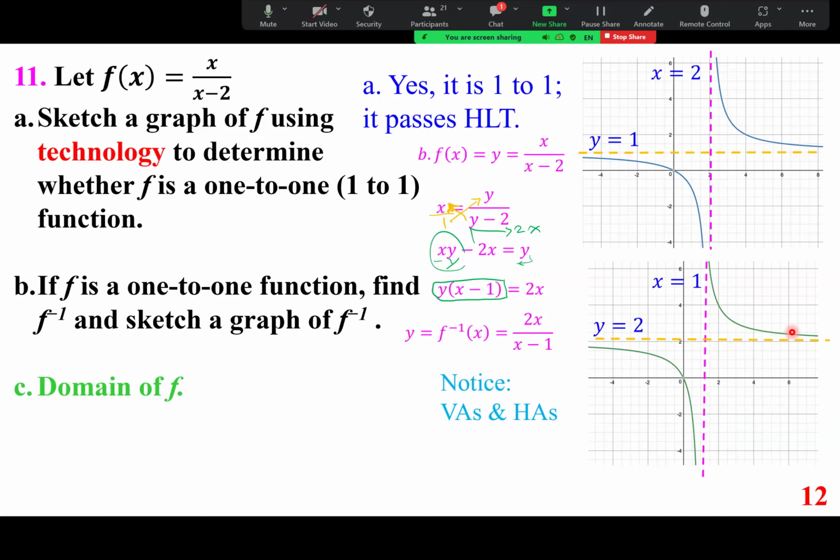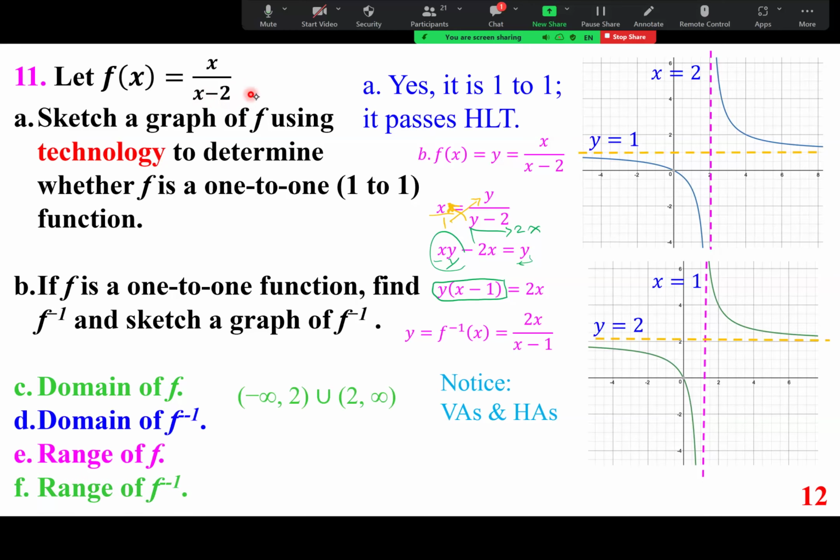Domain of f, going back to the original function, x minus 2 equal to 0, x equals 2, exclude that. So from negative infinity to 2, union 2 to infinity. We want the rest of them, and start with the bottom one. The domain of f and range of f inverse are the same. Put it here. That means for f, x, this is the situation with x.